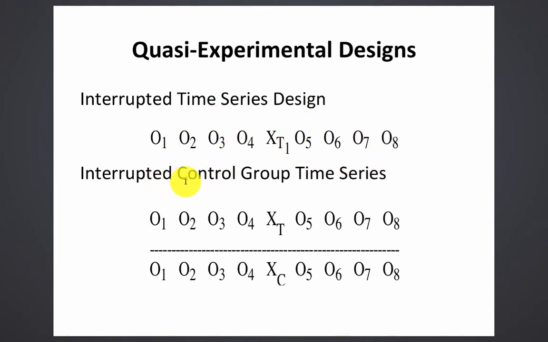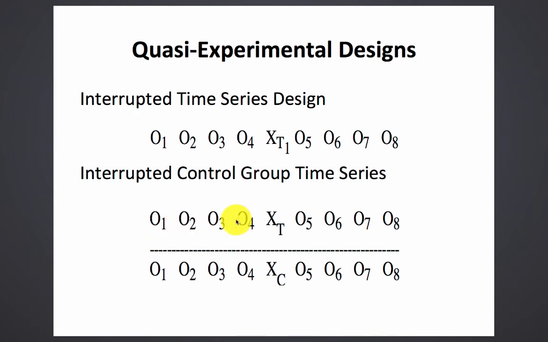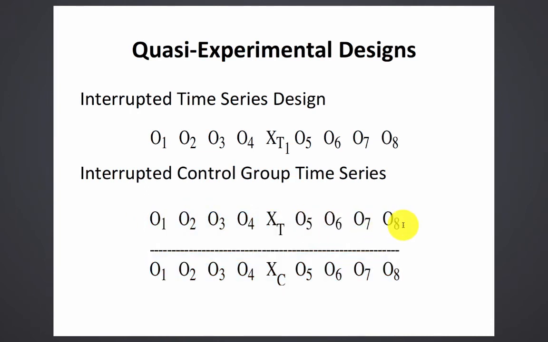Then interrupted control group time series. Obviously the weakness of the first design is that there's no comparison group. This is where we have, again, 2 existing classrooms. In one classroom we have the ability to intervene and provide a new treatment. In the other classroom, they're getting the old traditional model. But prior to intervening, we measure them at baseline over and over again, and then we follow up with, again, a series of measures of the same outcome.